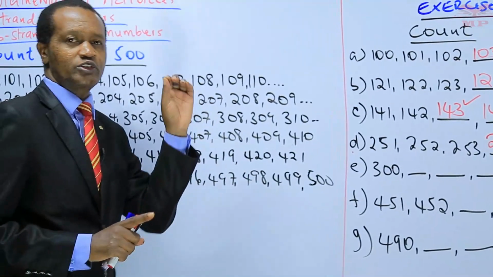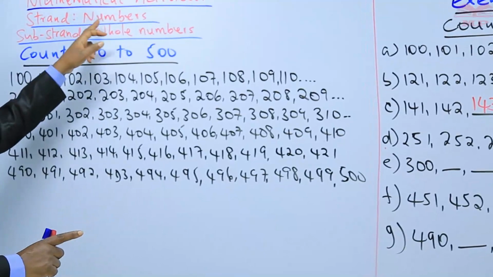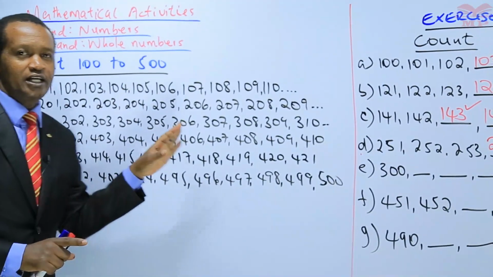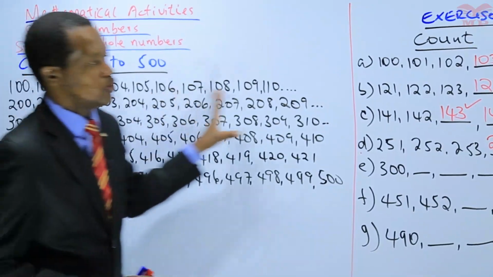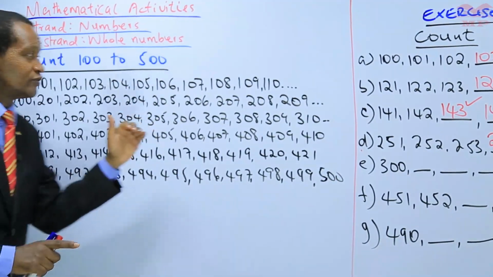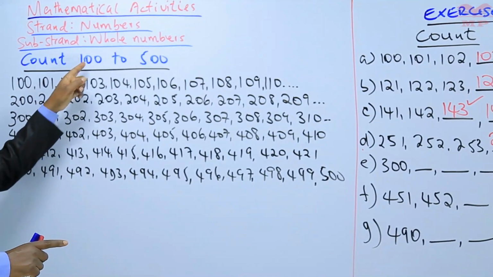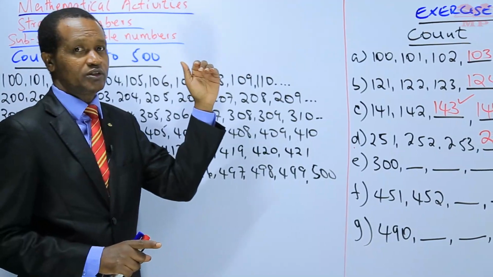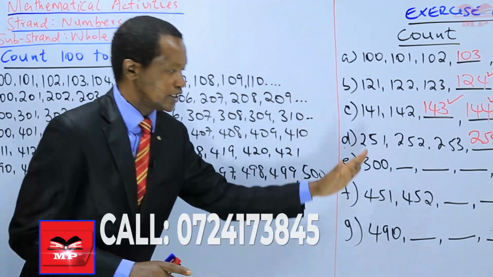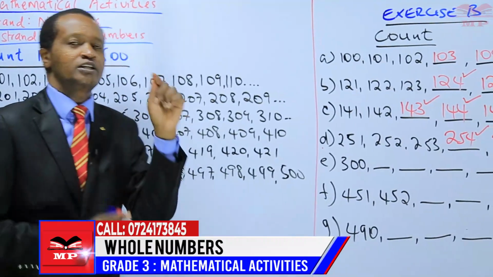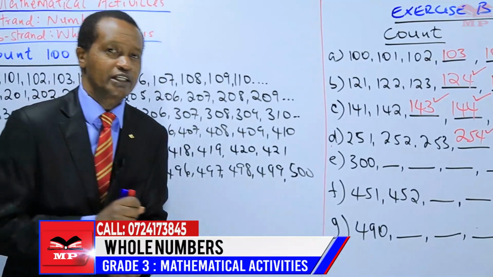Learner, the strand is numbers. The substrand is whole numbers. Learners, these are whole numbers. We are counting whole numbers. Today we have counted from 100 to 500. I gave you an exercise in our last lesson. Today I've given you another exercise. Make sure you do the exercise before you come to our next lesson.